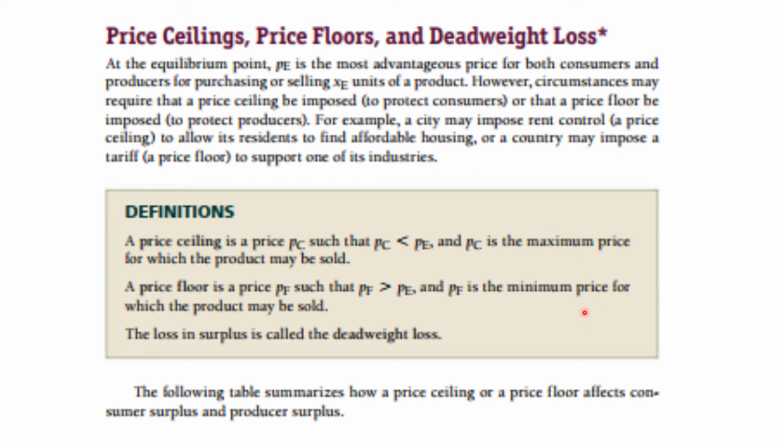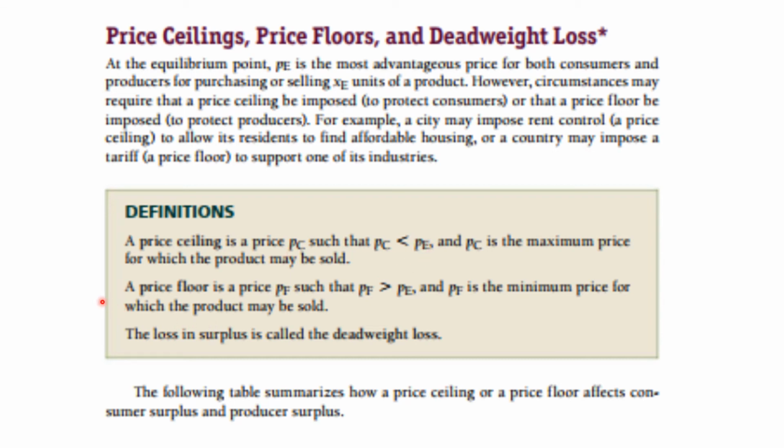Okay, so here are some hardcore definitions of that. A price ceiling is a price that is less than the equilibrium price. That means there's some inefficiency going on, but it is being established for that. And PC is the maximum price for which the product may be sold. Again, it's less than the equilibrium price. That's called a price ceiling.